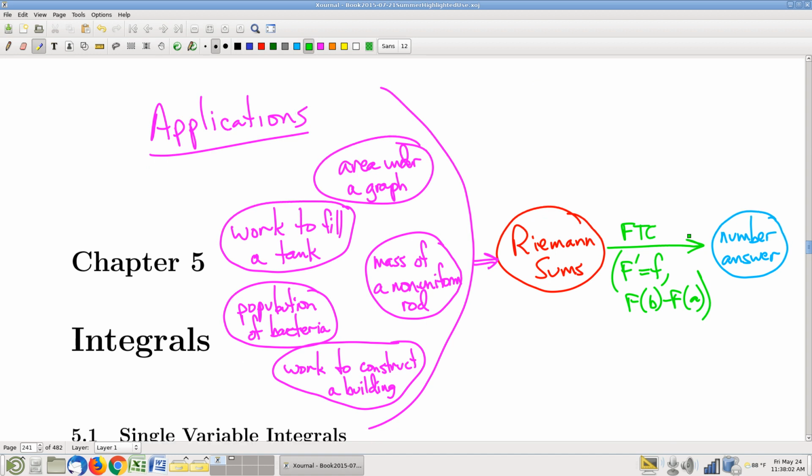I have a little preliminary discussion here about single variable integrals. We're moving into the chapter on integrals, by the way. As I often do, we're going to segue into talking about multivariable integrals by talking about single variable integrals a little bit.